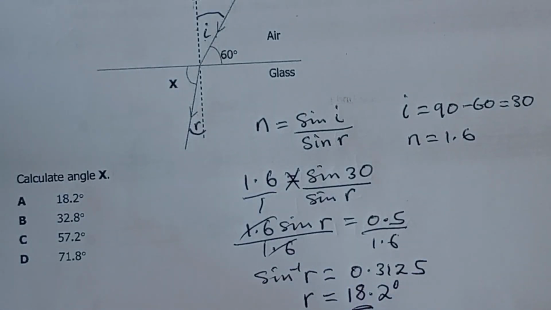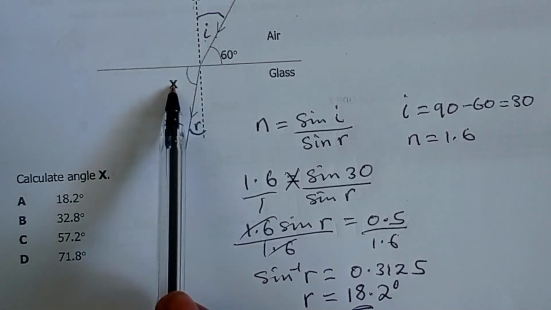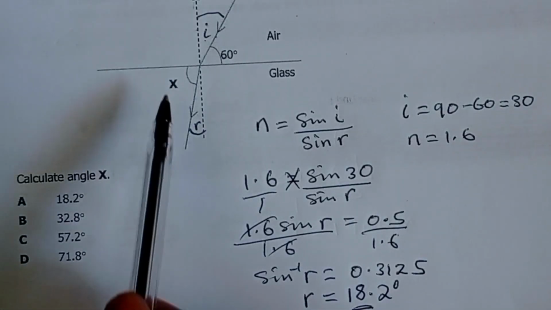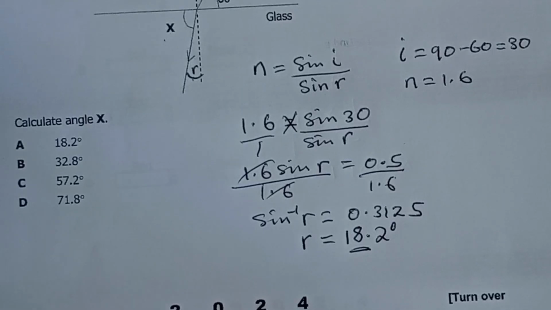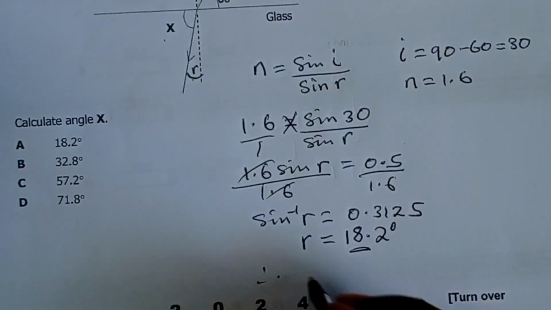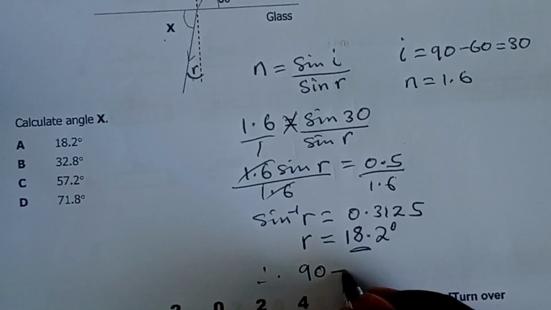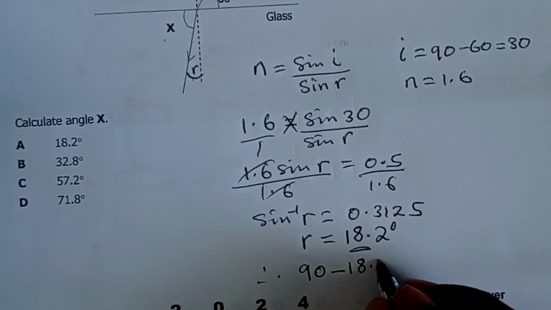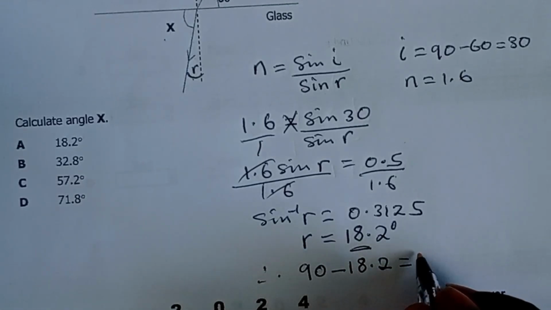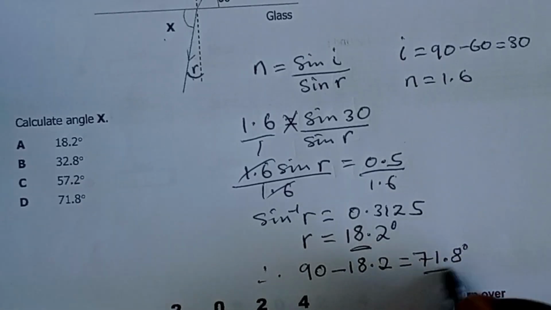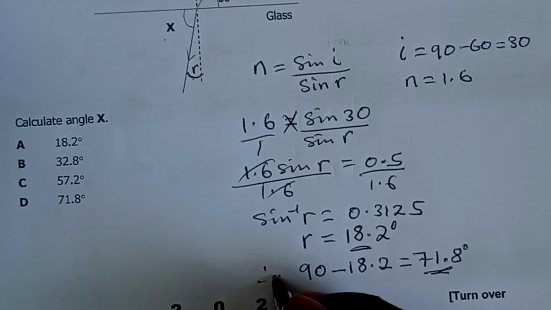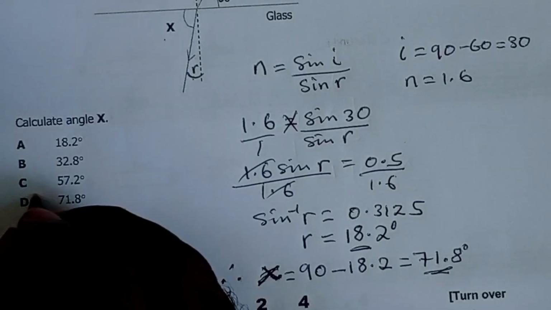But our interest is not the angle of refraction. Our interest is angle x. Remember that angle x and r, they add up to 90. So we'll subtract. So we'll say, therefore, 90 minus 18.2. The answer is 71.8 degrees. So that is angle x. So the answer is D.